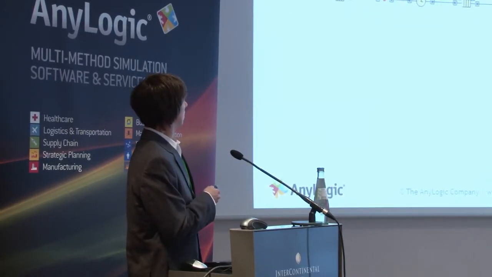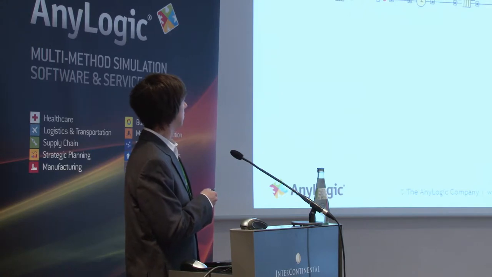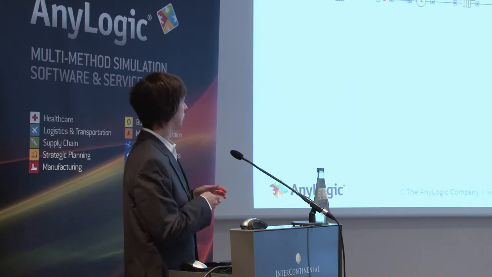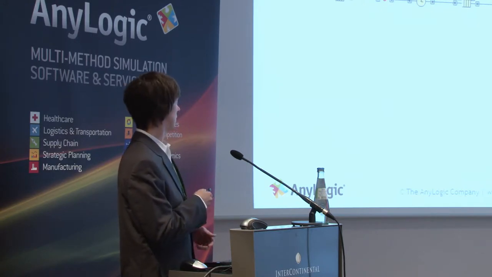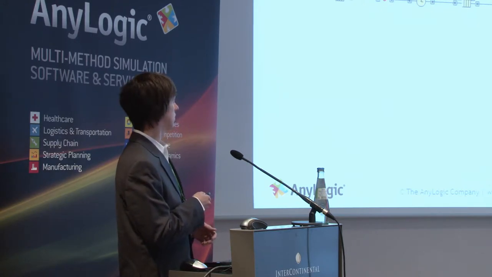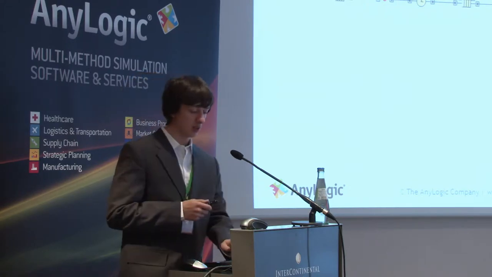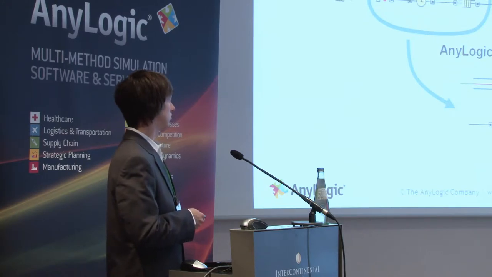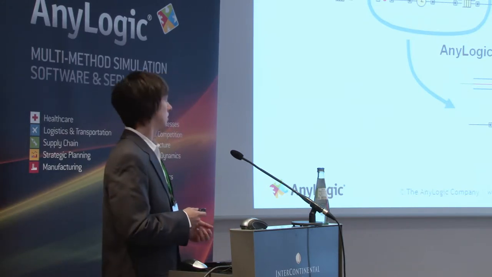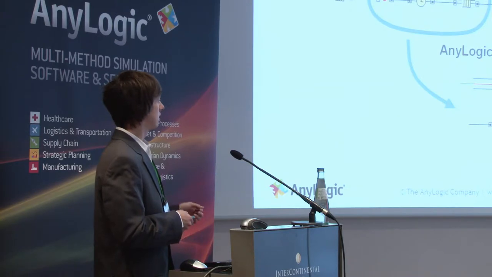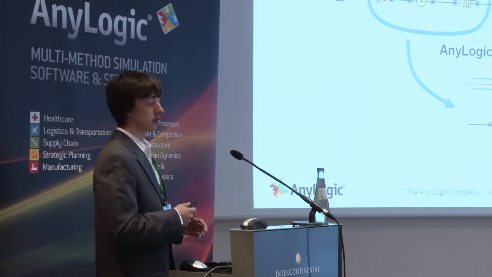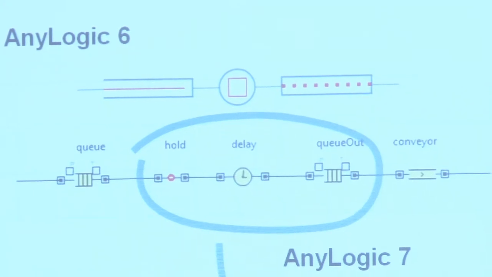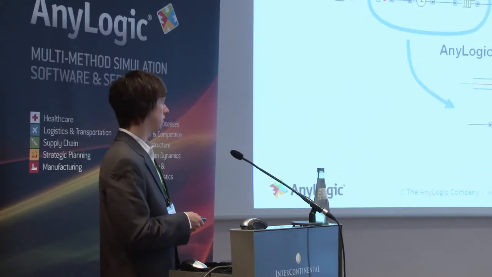In AnyLogic 6, this could be implemented using 3 blocks, queue, delay, and some queue. Hold delay and some queue. This hold is blocked when entity is in this queue. In AnyLogic 7, this will be replaced by single delay block, which will have pull ability. Entity is ready. Its timeout is elapsed already, but it doesn't leave the delay block because it cannot be consumed by the following conveyor.